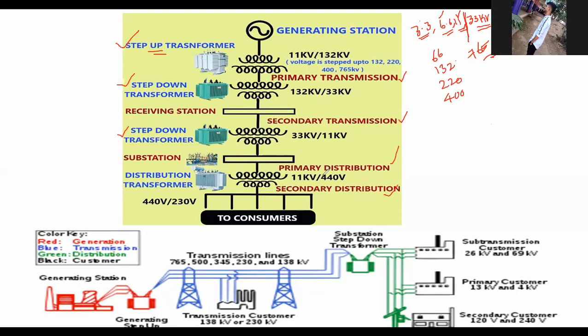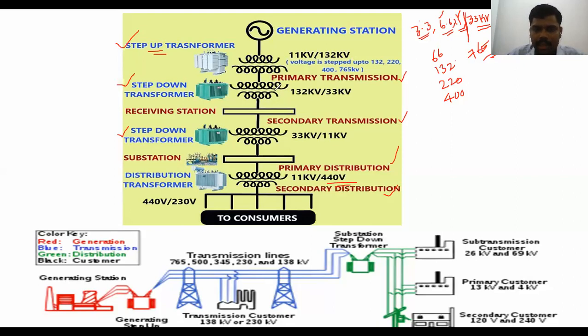In the primary distribution system, the operating voltage is 11 kV, and in the secondary distribution system, the operating voltage is 440 volt. In the primary transmission line, there are no tappings. It is connected from the generating station to the receiving substation, with an operating voltage of 132, 220, 400 or 765 kV. But in the secondary transmission line, the operating voltage is 33 or 66 kV, and only a few tappings are there.